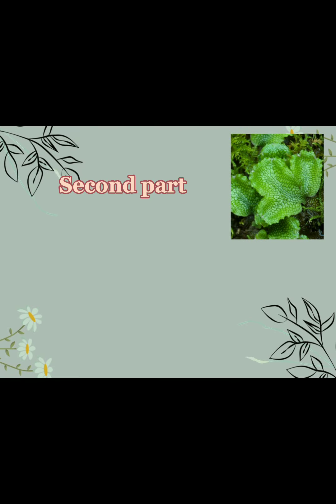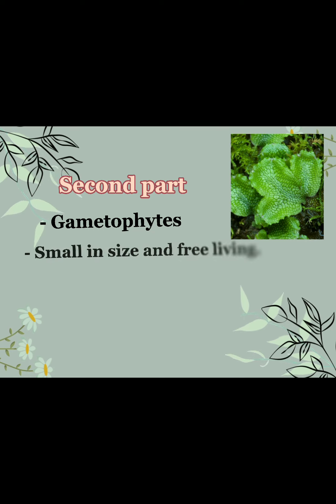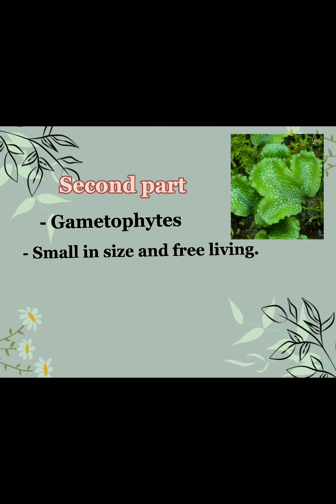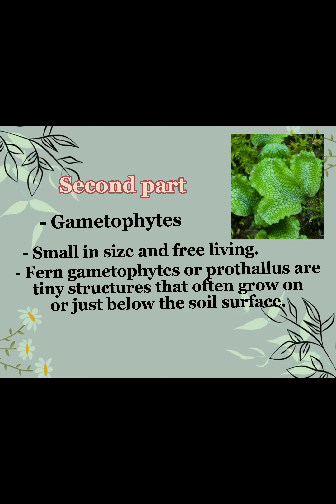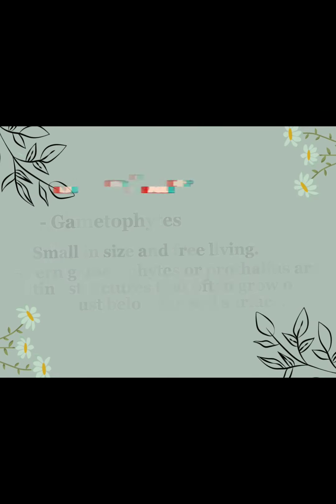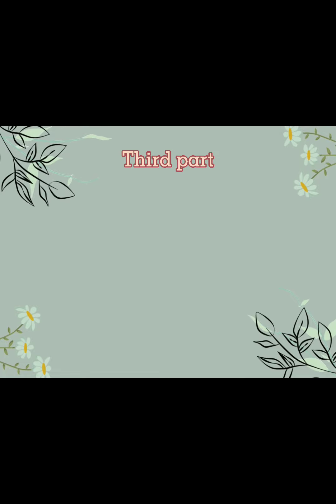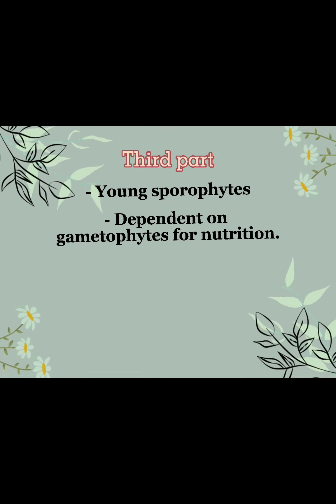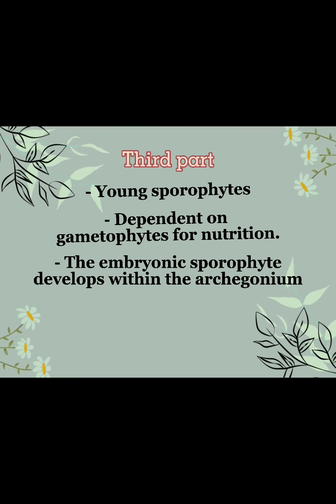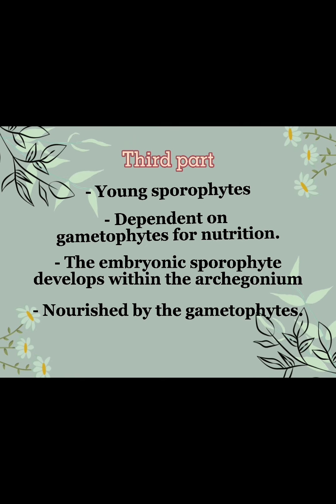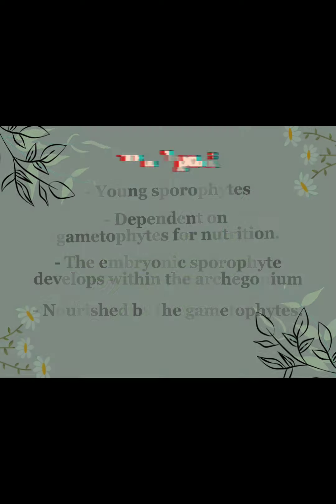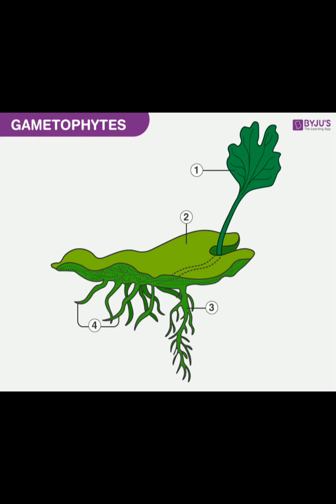The second part is called gametophyte. Gametophyte is small in size and free-living. Fern gametophytes or prothallus are tiny structures that often grow on or just below the soil surface. Next, the third part is the young sporophyte. This young sporophyte is dependent on the gametophyte for nutrition because the embryonic sporophyte develops within the archegonium and is nourished by the gametophyte. In the picture provided, we can see number 1 is the young sporophyte connected with number 2, which is the gametophyte.